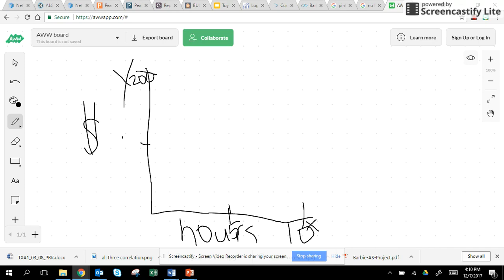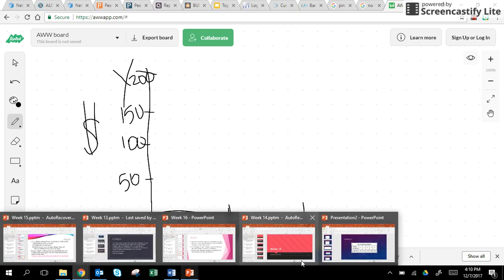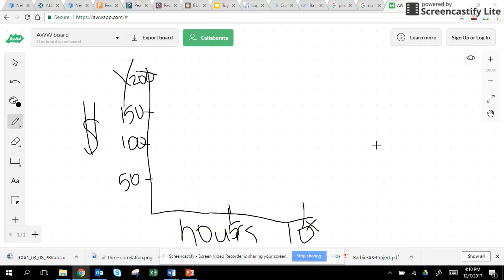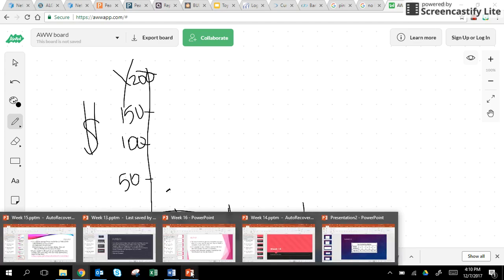So let's say this is going to be 100. In between those, that would be 150. In between these, this would be 50, and so on and so on. Okay, so we're going to go ahead and plot our points. Let's go back to our thing, 2:36. So I'm going to come over here to 2 hours, which would maybe be here. 36 would maybe be like a dot right there. So we're going to say that's a dot.